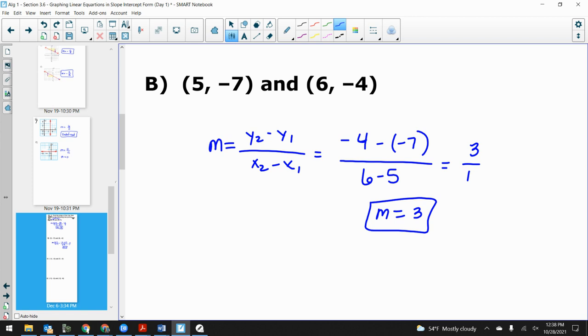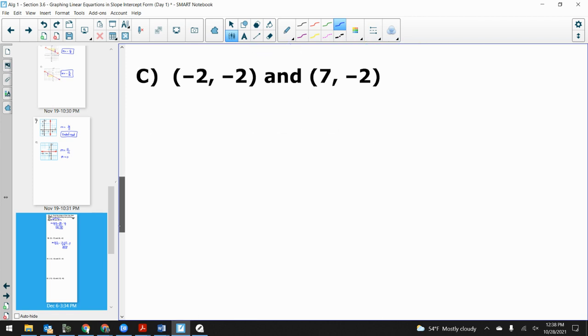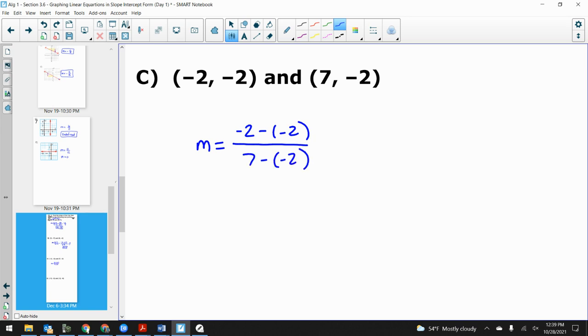Okay, flip it over on the back. Now, take a look here. My two coordinates left here are special cases. Let me show you. y2 minus y1. -2 minus -2 over 7 minus -2. See, red lights are flashing in my head because -2 minus -2. What is -2 minus -2? 0. 0 over 9. So my slope is 0.